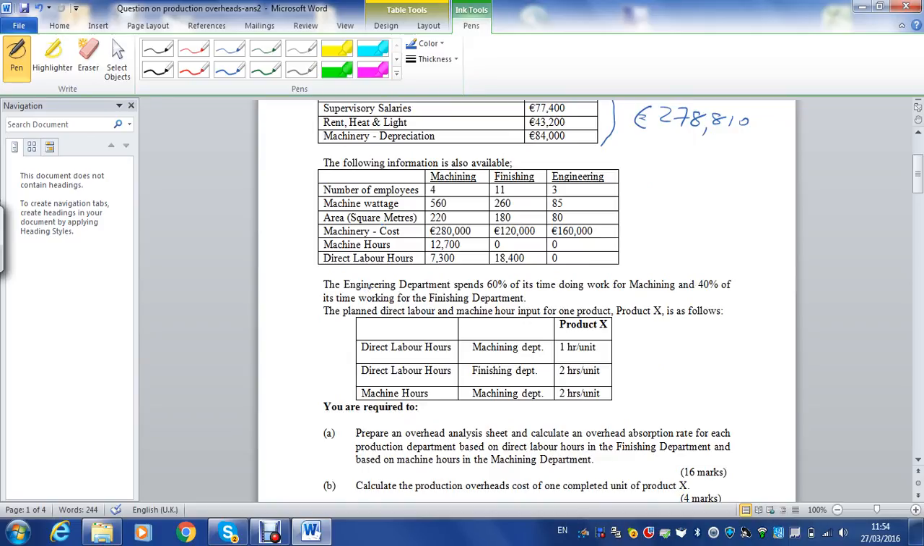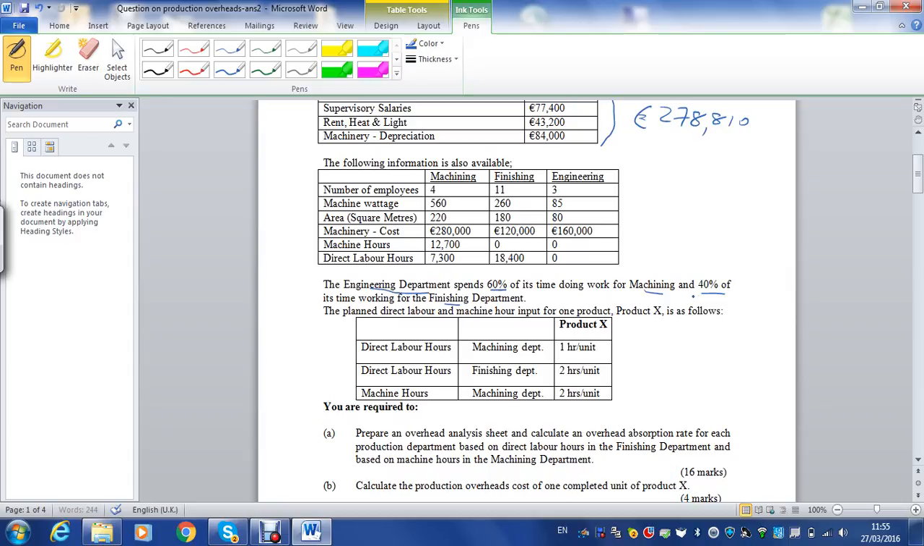Then they talk about the engineering department. This is the service department, and the key thing here is that 60% of the time is in machinery. That's this one here. And 40% of the time is in finishing. So the idea is that when the costs of the engineering are worked out, we then transfer them over to the machining and the finishing based on the ratio of 60 to 40.